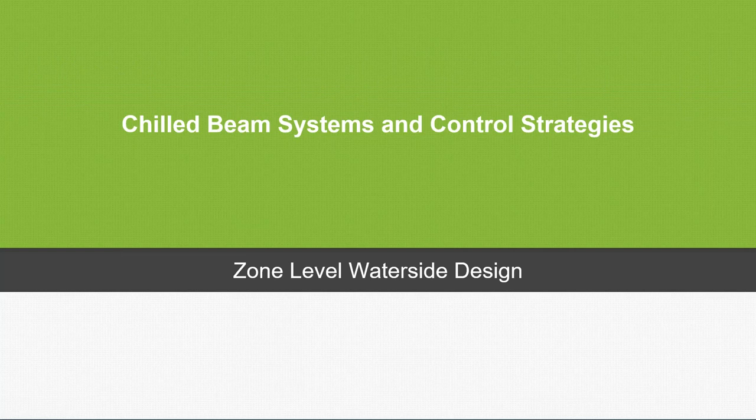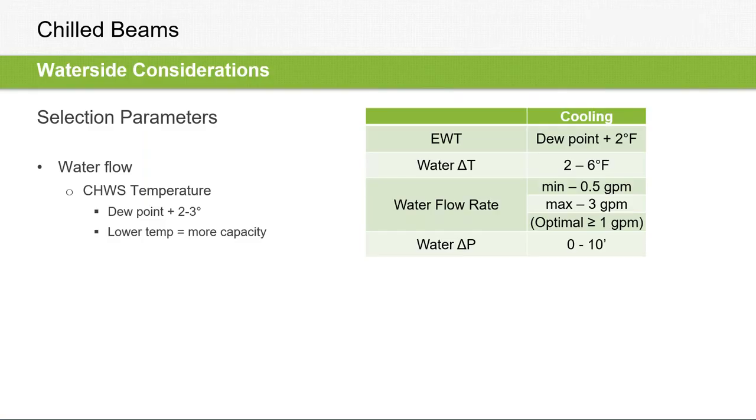Now we're moving back away from the air side, and we'll talk about the zone level water side design for a little while. There are a lot of different ways to bring the water to the chilled beams. Then in the next section, we'll talk about system level water side design, which is just some ideas on ways to get that warmer water temperature that you would see with a chilled beam system if you just have the cold chilled water, 42 to 45. So we'll talk about both of those here, starting with the zone level discussion.